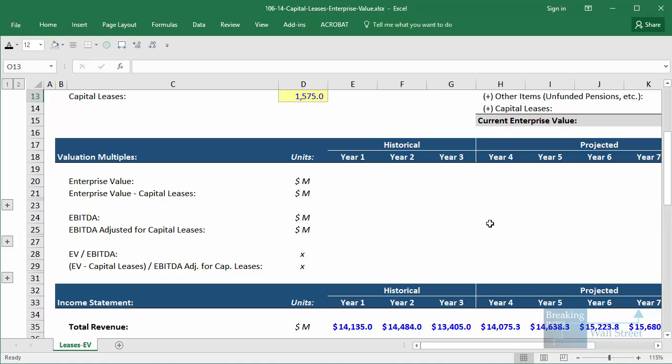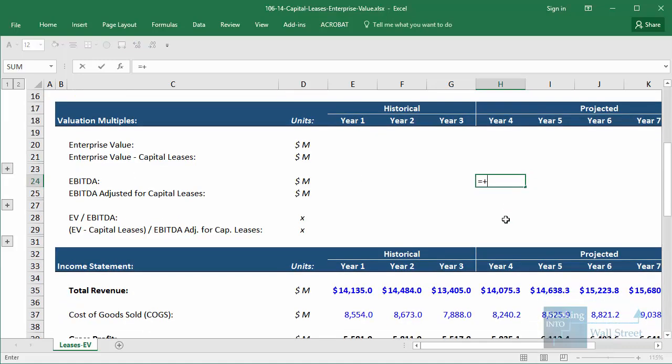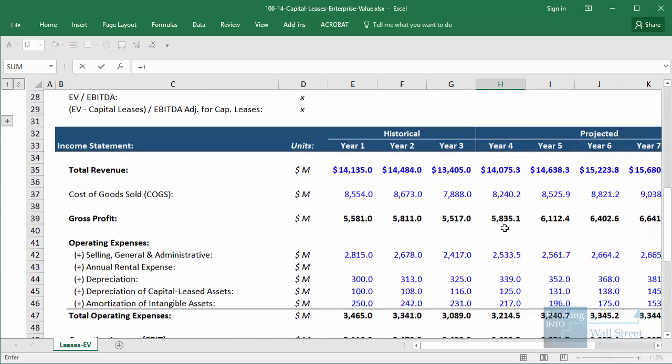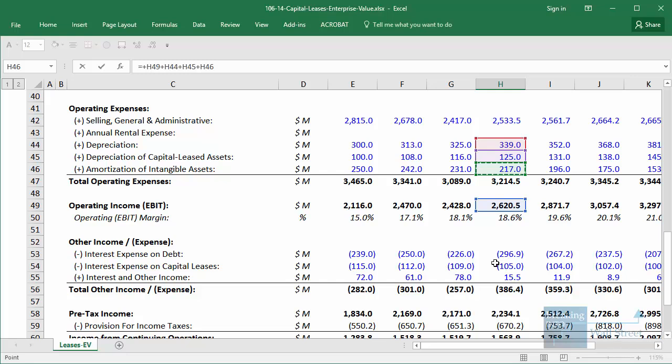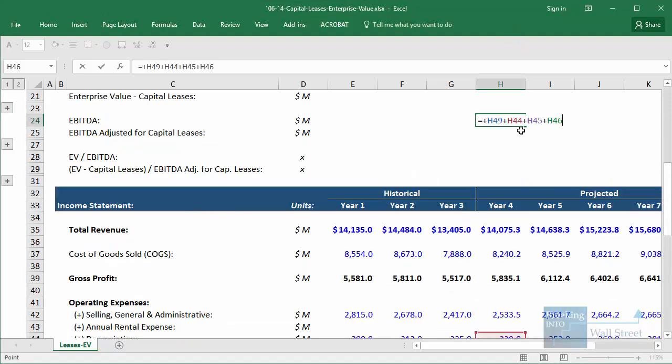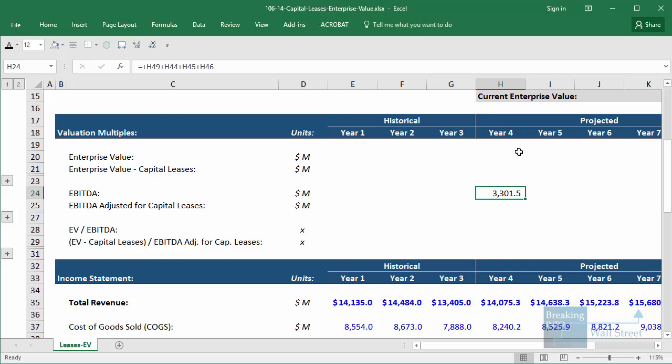And if we were to go through that exercise here, for example, let's take our EBITDA. So we'll take our EBIT and then we'll add depreciation, all forms of depreciation and amortization. We don't have to do anything with interest because our operating income here is before the interest expense has even been recorded. So we can just take our operating income and add all forms of depreciation and amortization. And we can get to that.